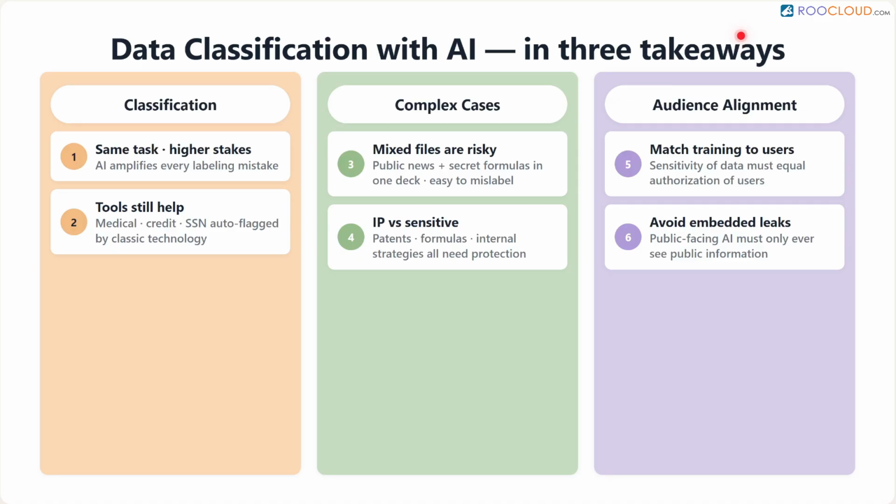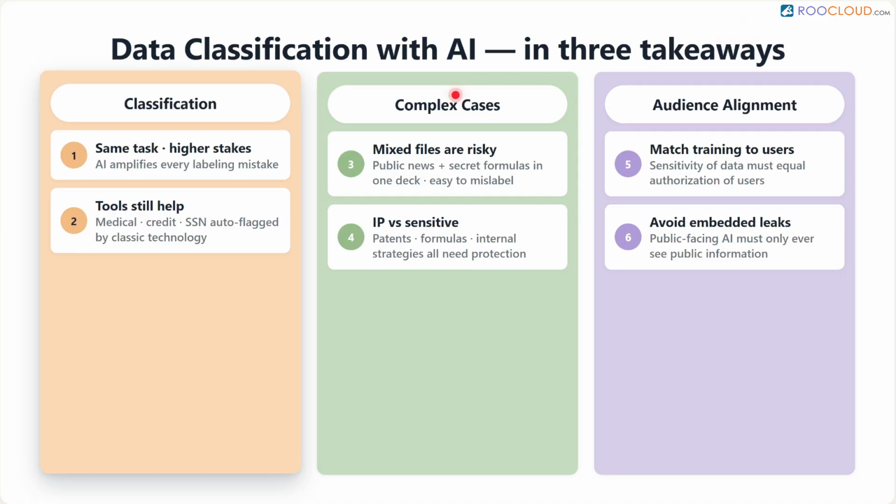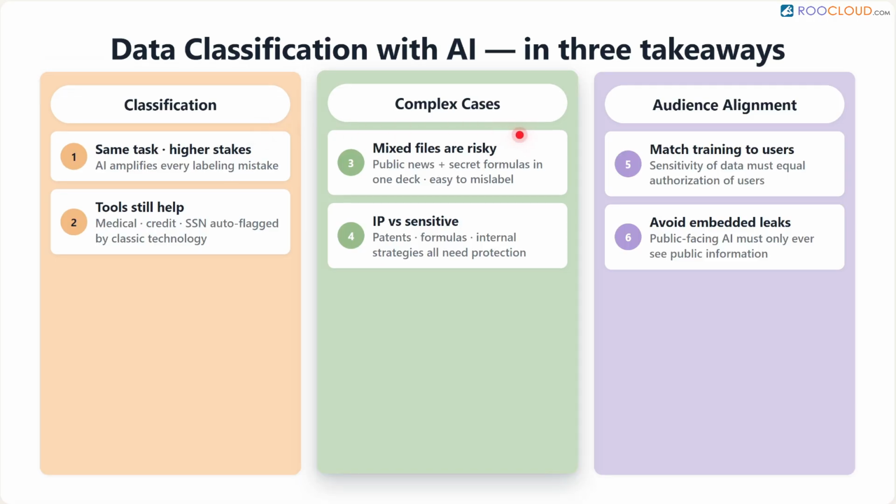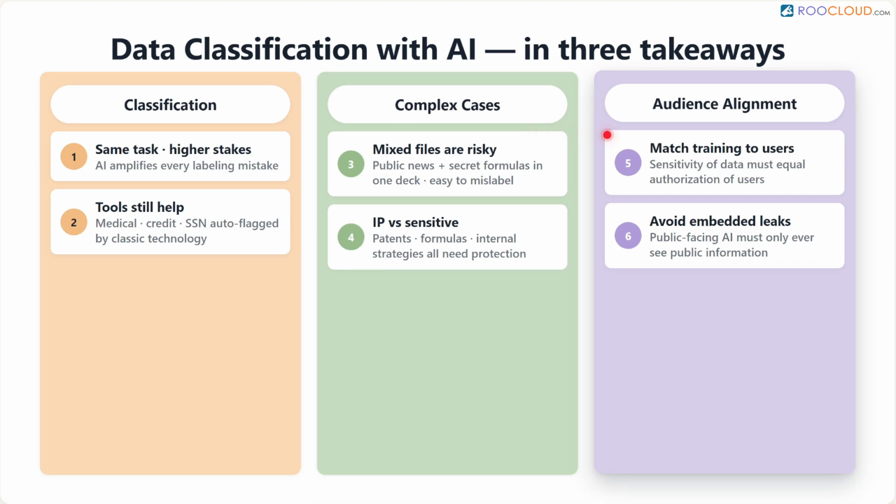Let us recap the core takeaways from this session. First, AI makes the existing challenge of sorting and classifying data much more difficult, despite the helpful tools we have for standard regulated information. Second, complex situations where public and proprietary information are mixed pose a severe risk if labeled incorrectly. And third, you must always ensure strict alignment between the sensitivity level of the training material and the authorization level of the people using the final AI model.